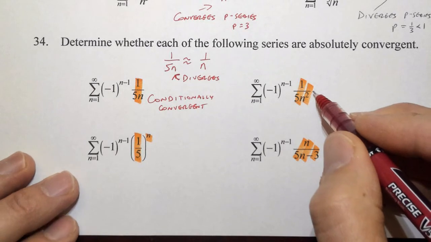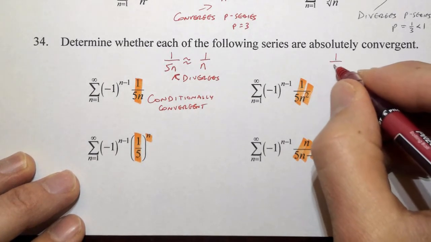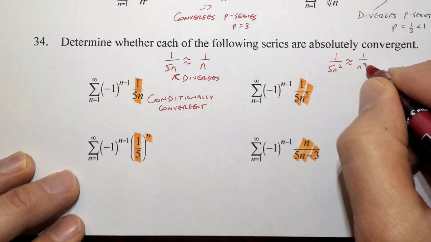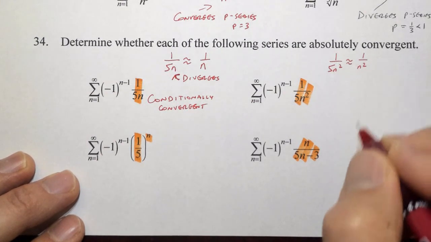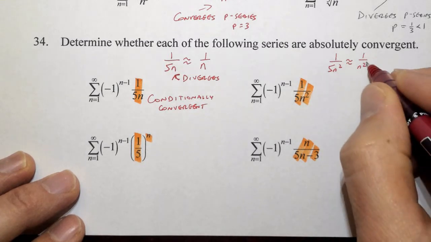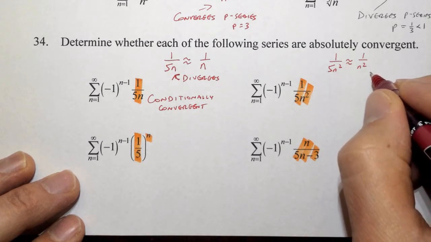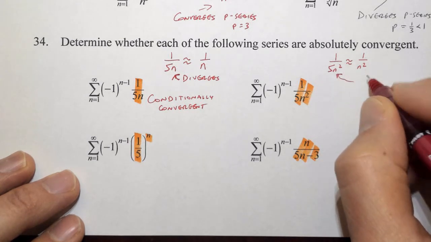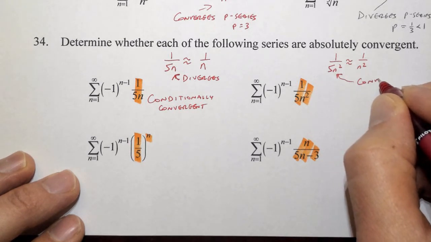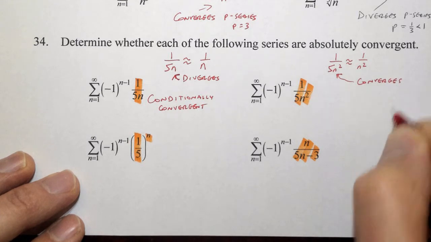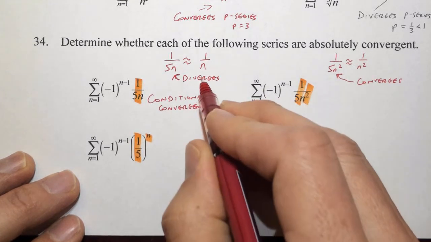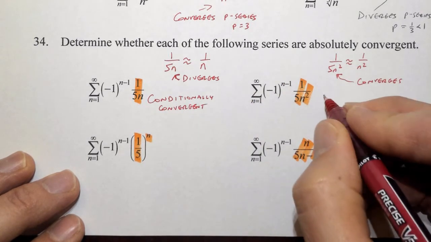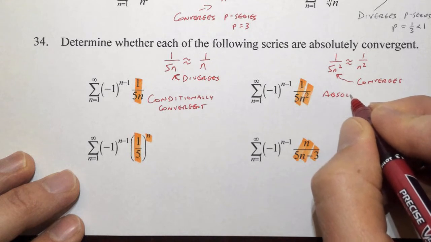How about the next one, 1 over 5n squared? We can obviously compare that with 1 over n squared. Again, we can do a limit comparison test. We know that 1 over n squared converges. It's a p-series where p is bigger than 1, which means that this series converges. And over here it diverged, so it's conditionally convergent. Over here the series still converges, so this is absolutely convergent.